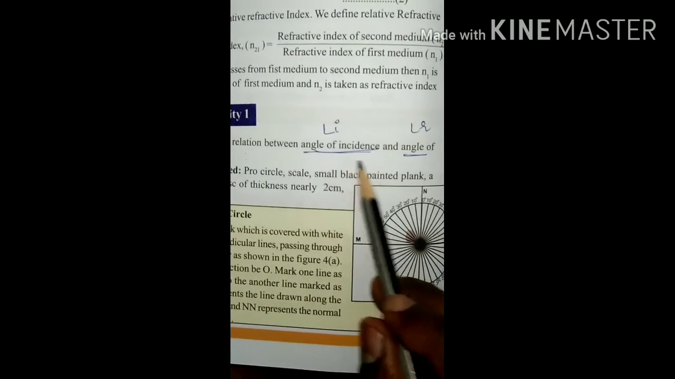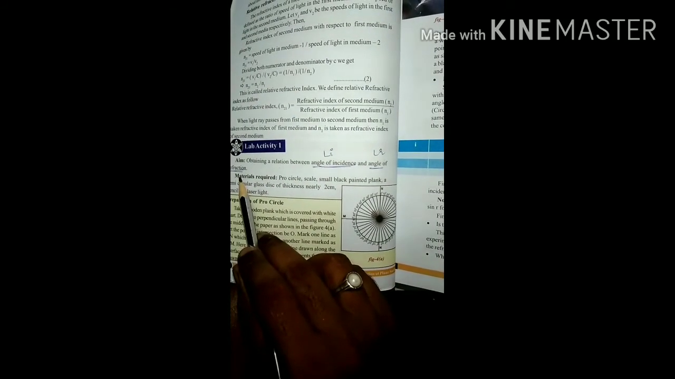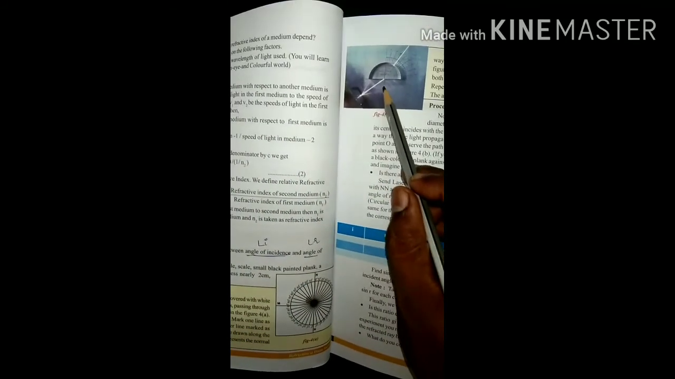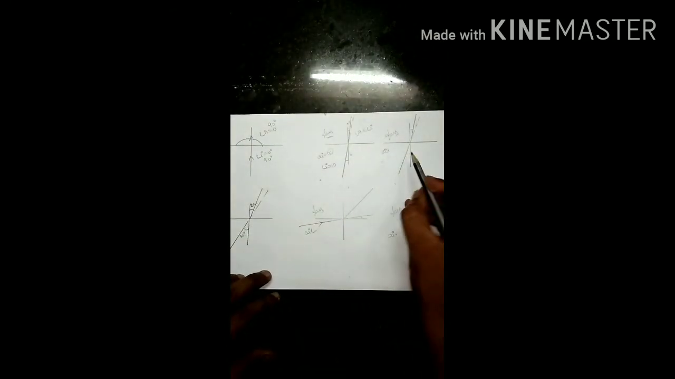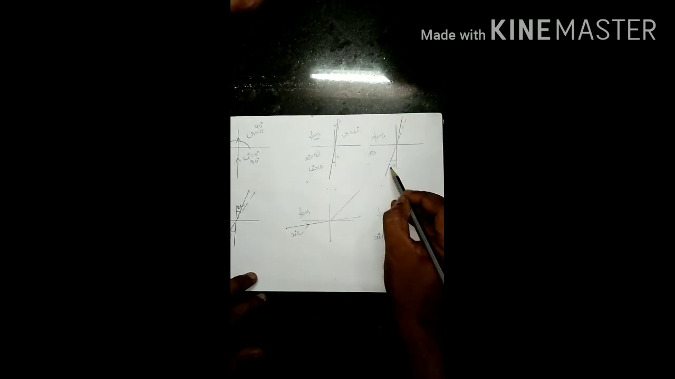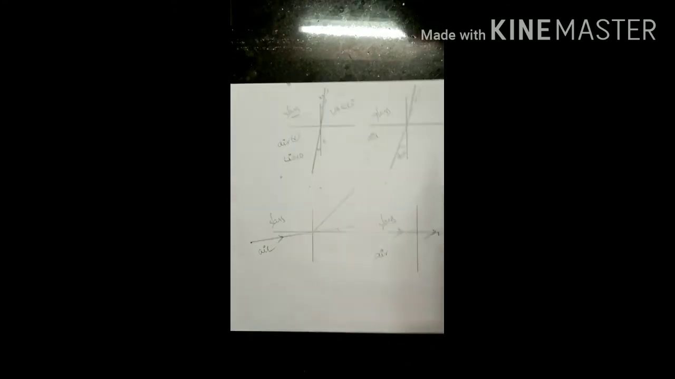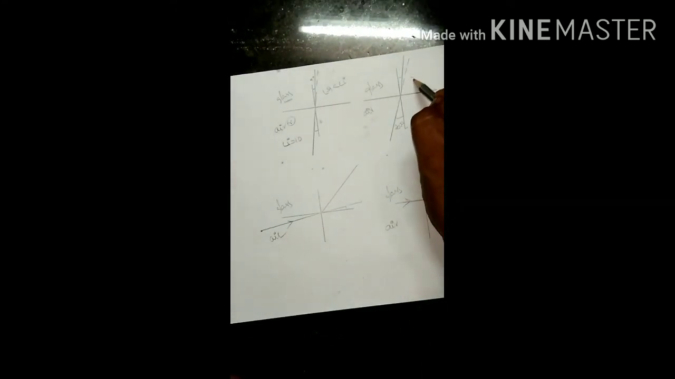That is what they asked in the lab activity, obtaining the relation between the angle of incidence and the angle of refraction. Here, if the light ray travels from rarer to denser, it is proved that the angle of refraction is less than the angle of incidence. And again, if you observe here, the angle of incidence is 20 degrees. The expected angle of refraction is 20, but it is not 20, it is less than 20, approximately 16 degrees.